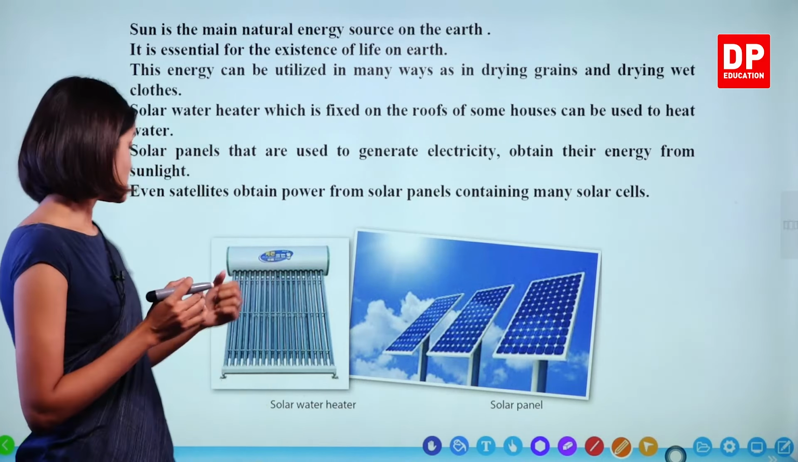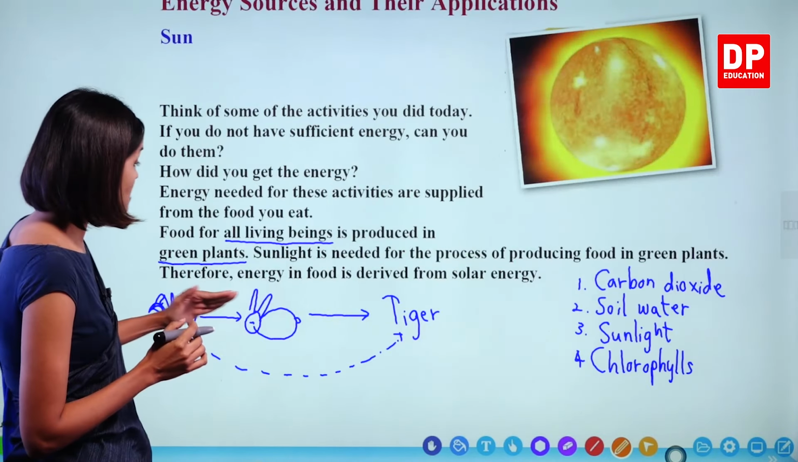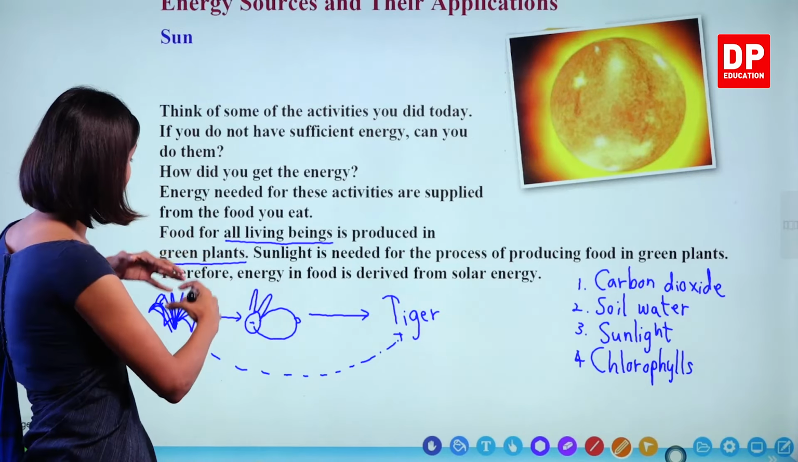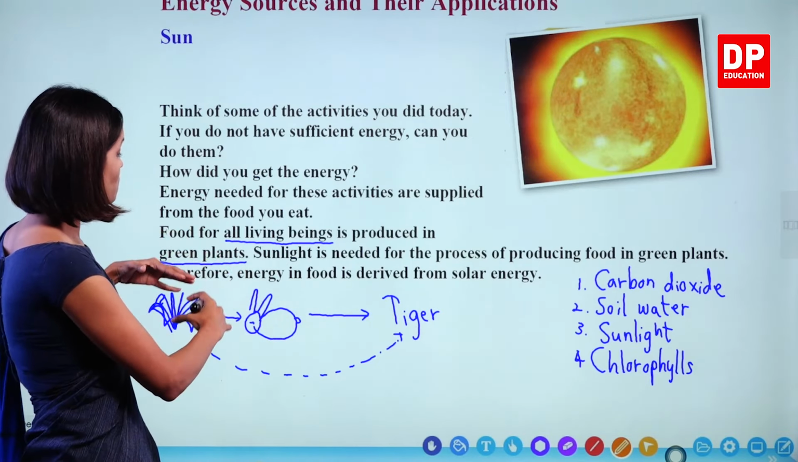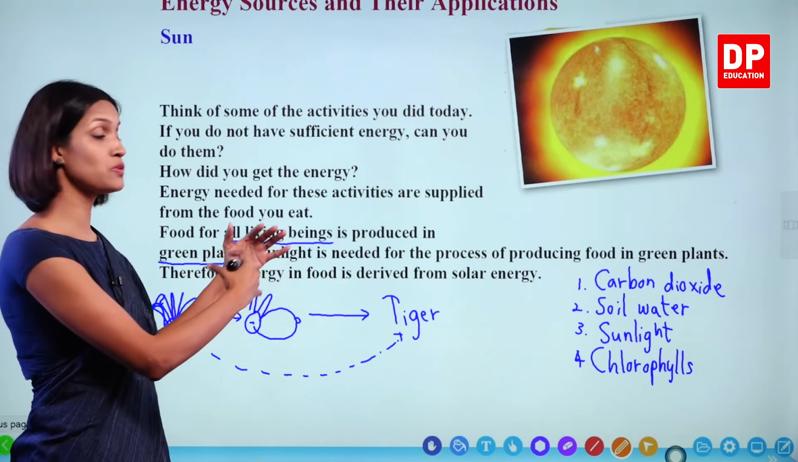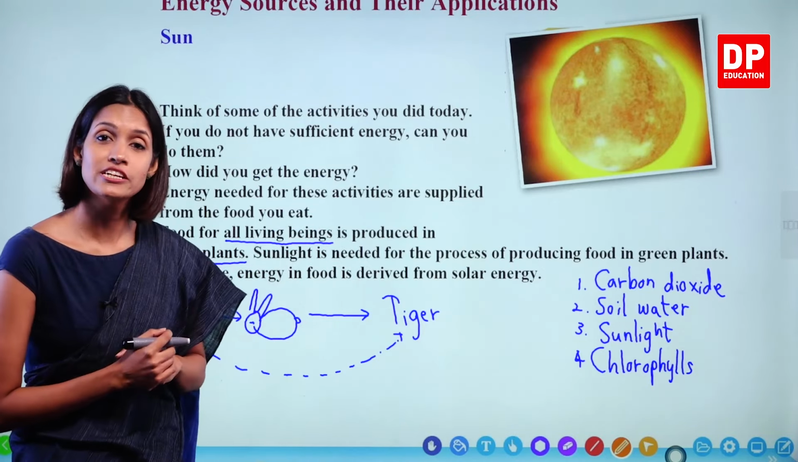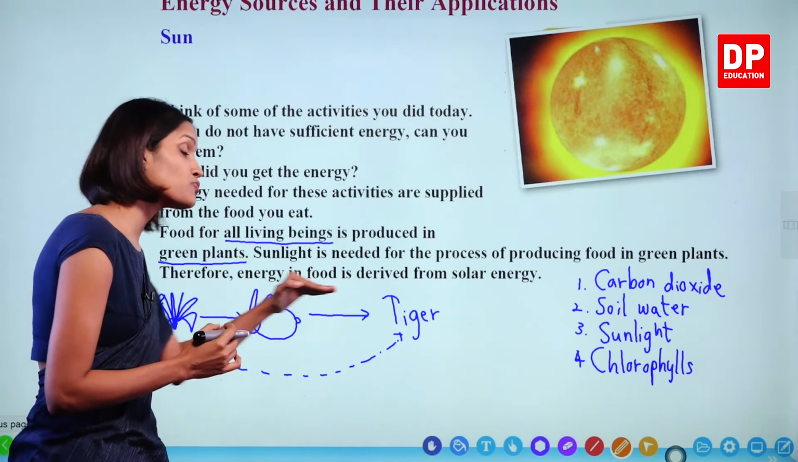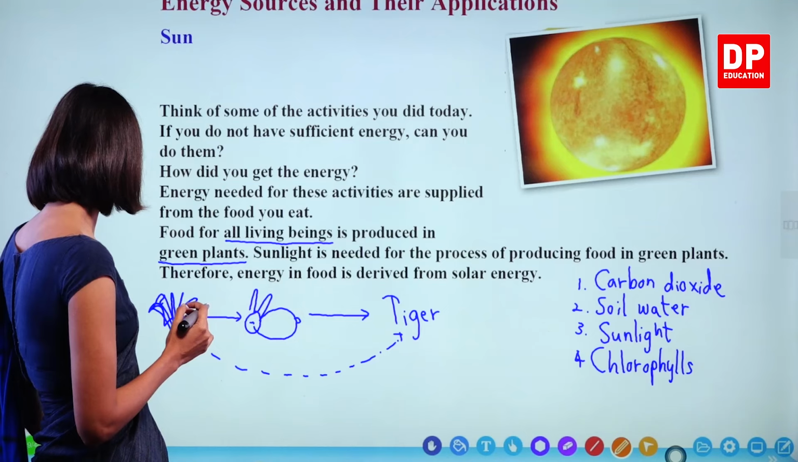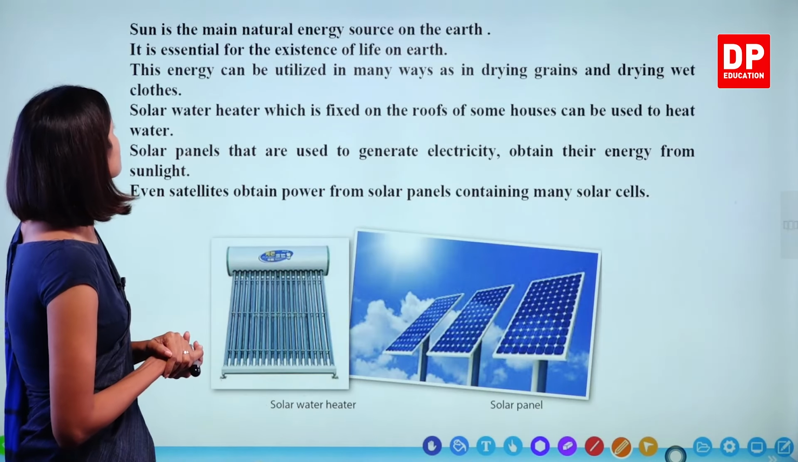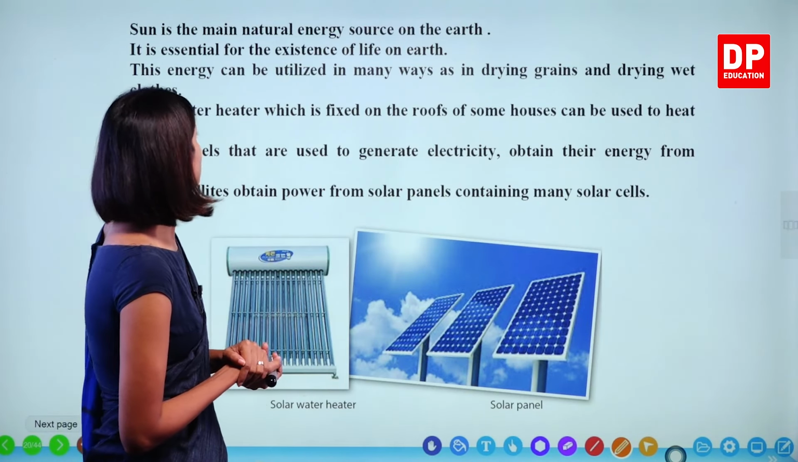Food chains. Now these are known as food chains. These are food chains. This is how energy goes from one animal, one organism, to another organism through food. Okay, these are known as food chains. Okay, children. So, it's essential for the existence of life on earth.